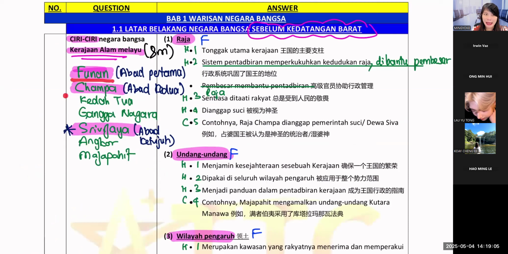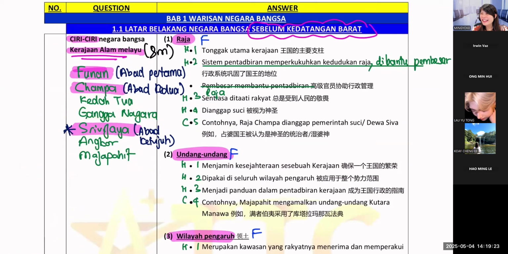FU is Funan. C is Champa. K is Kedatuan. G is Gangga Negara. SEM is Sriwijaya. A is Angkor. M is Majapahit. Remember that? Form 2, you used it before?